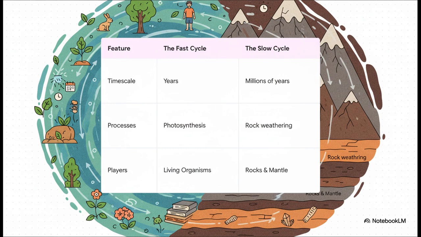So you've got the fast cycle and the slow cycle. And the difference is massive. The fast cycle, that's the biological one. It's about the quick give and take of carbon between living things. We're talking timescales of days, months, maybe a few years. But the slow cycle? That's a whole different story. That's geological. It's about rocks, volcanoes, processes that lock carbon away for millions and millions of years.